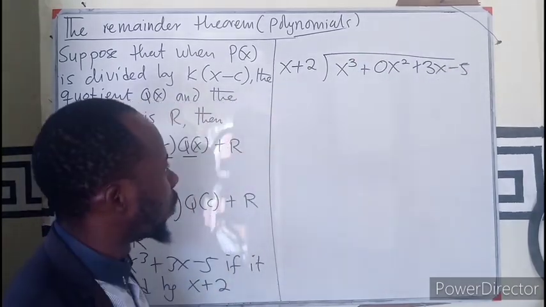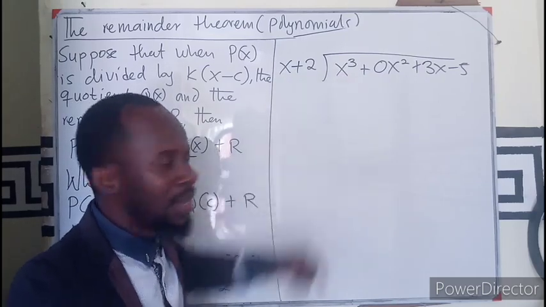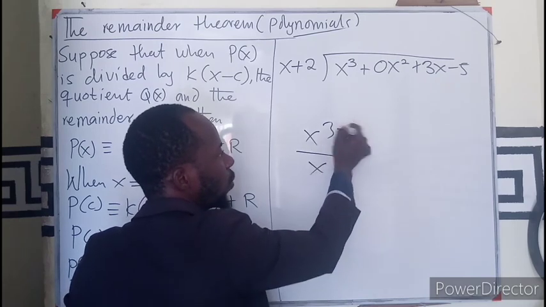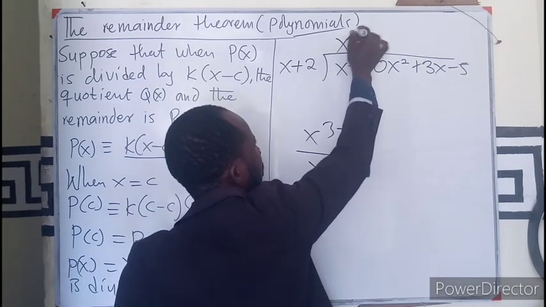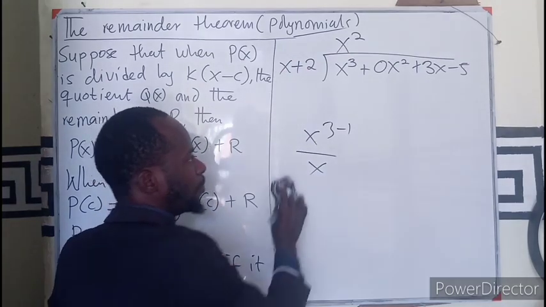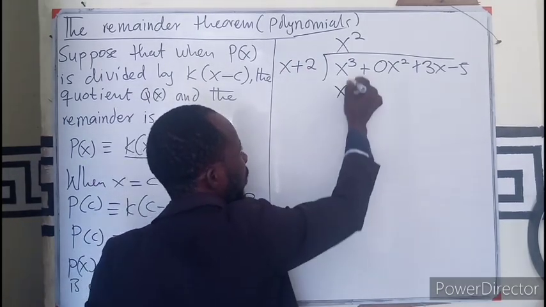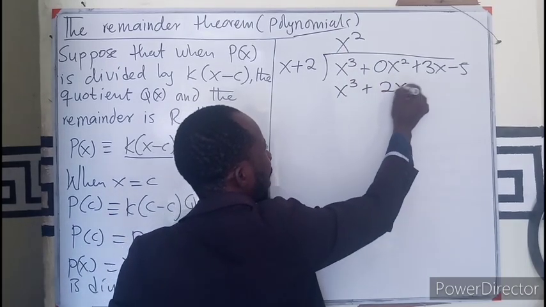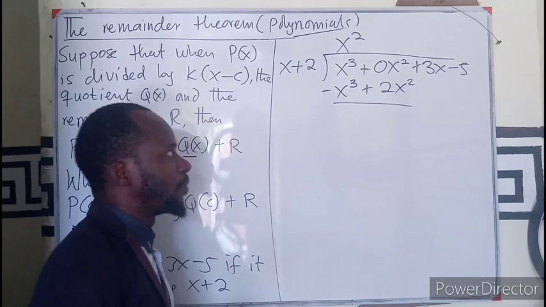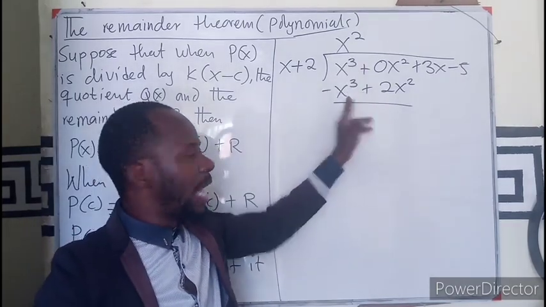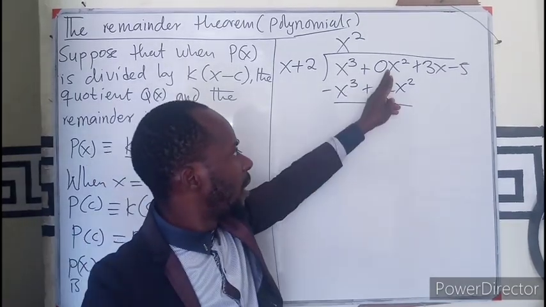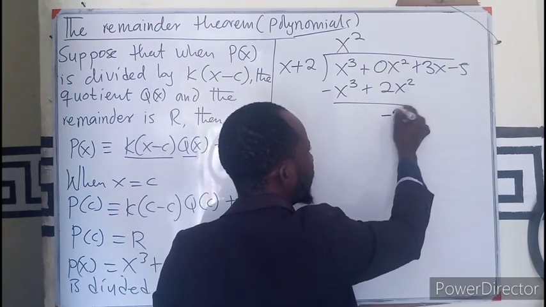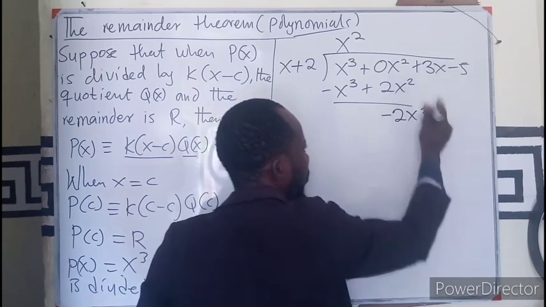So now our division continues. This will divide here by saying x to the power 3 divided by x. So I have x squared. When it multiplies back, it gives you x to the power 3 plus 2x squared. Now let's subtract. X cubed minus x cubed is 0. 0 minus 2x squared will give us negative 2x squared. Bring down the next term.